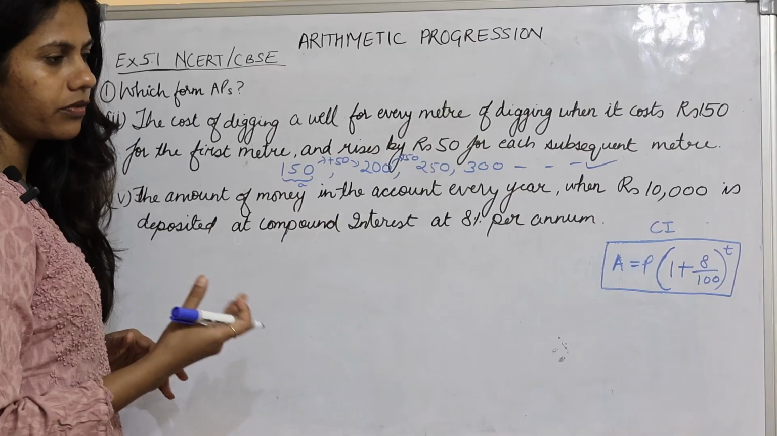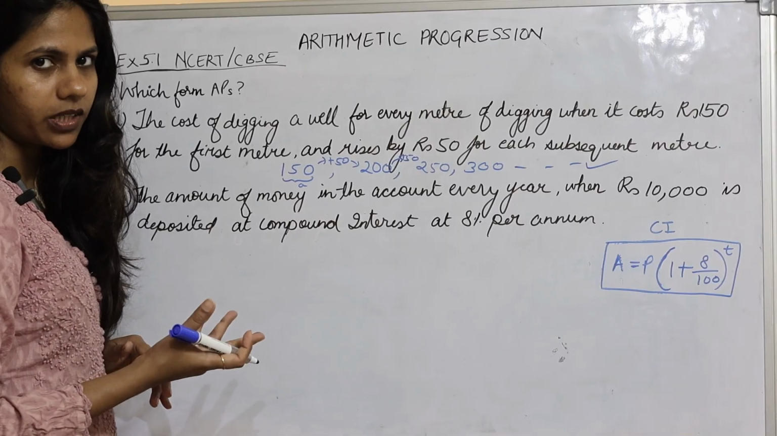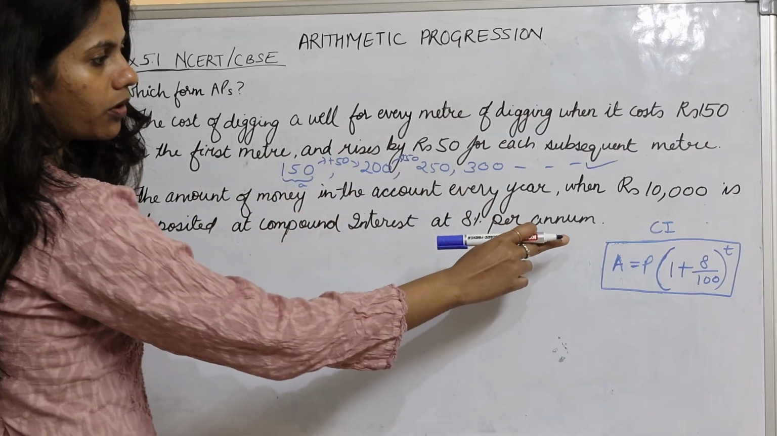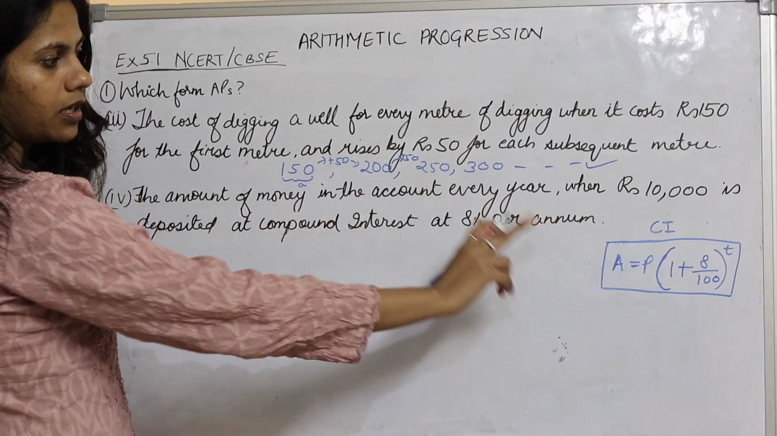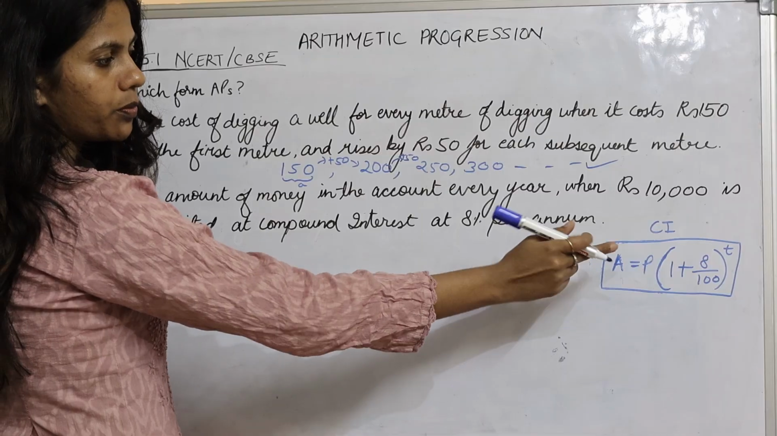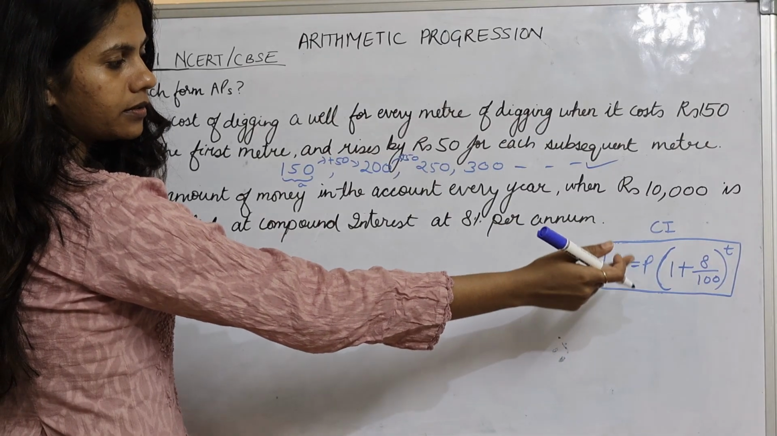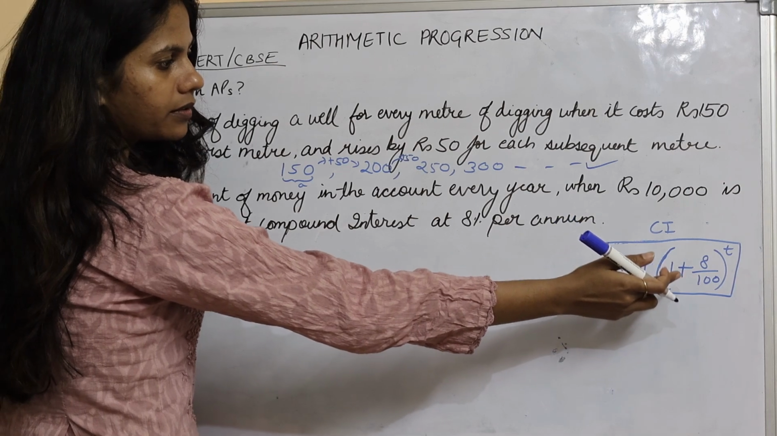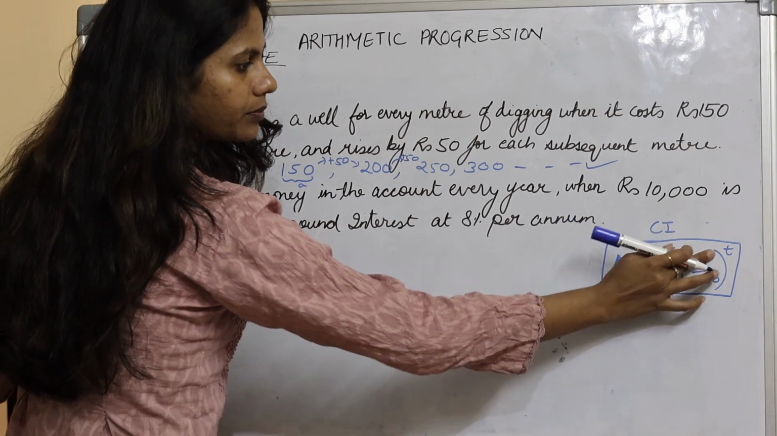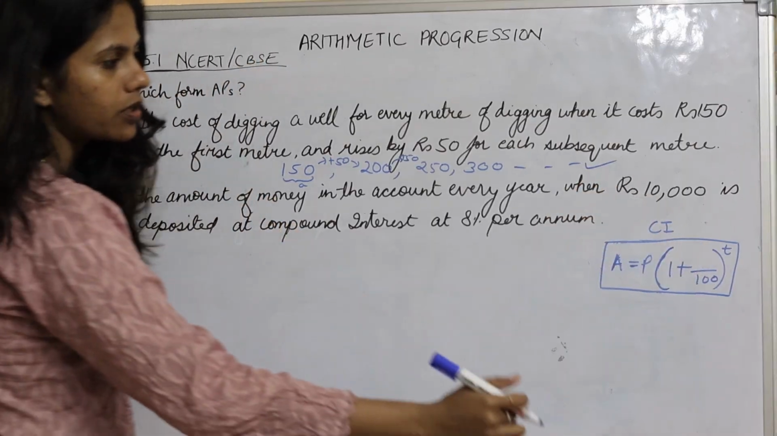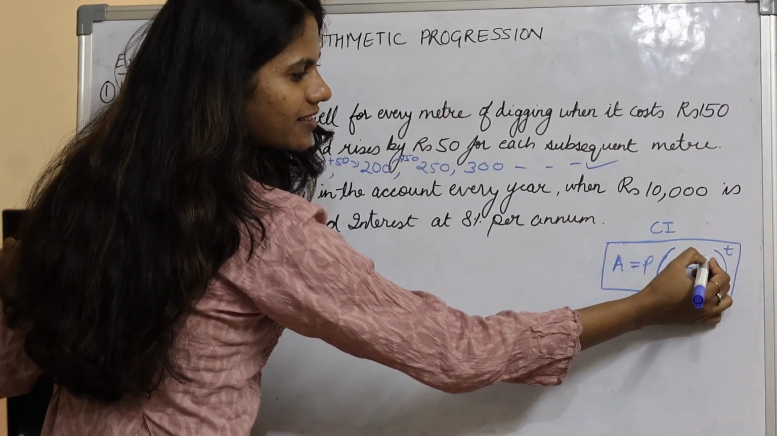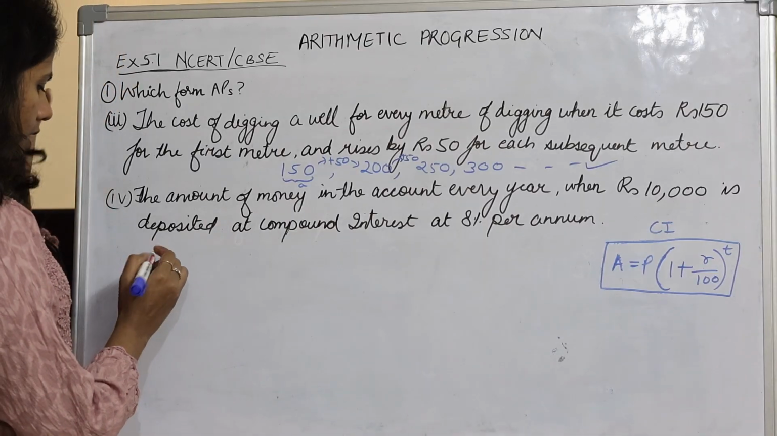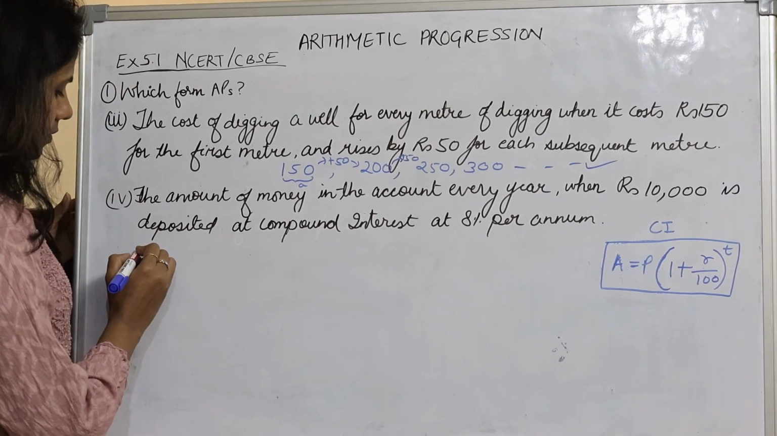Let's just calculate the first three terms and then find the common difference. Here we know the formula for CI: amount will be equal to principal multiplied by 1 plus rate by 100, to the power of time. This is not 8, this is rate. Okay, so let's calculate the terms.